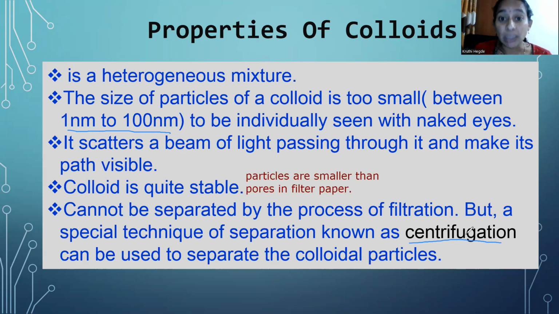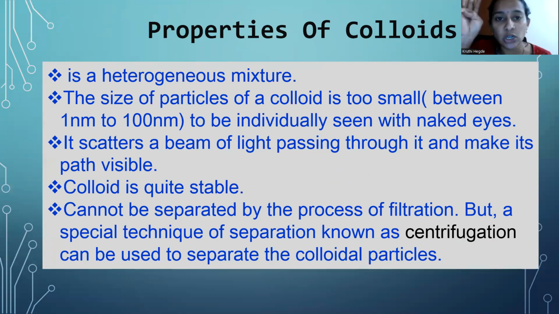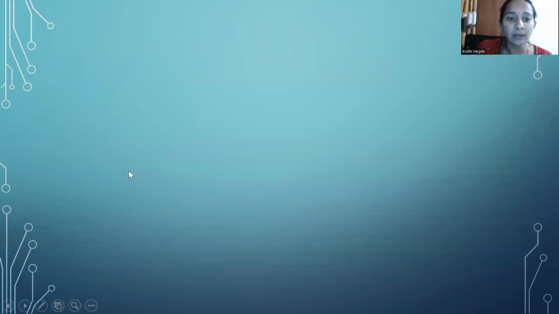But it's a technique to separate the components of colloids. That you should remember. Okay. Shall I move ahead? Properties of colloid we have discussed. It's a heterogeneous mixture. Particle size is between 1 nanometer to 100 nanometer. Particles cannot be visible to naked eyes. Particle size is large enough to scatter the ray of light, which makes the path of the light visible, and it cannot be separated by filtration, but we can separate it by centrifugation. Fine, let me move ahead.